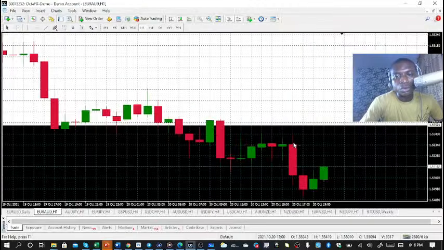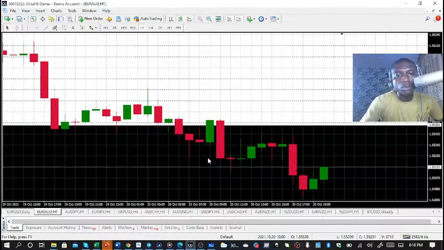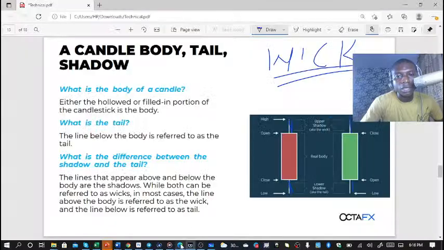So this is a wick. This is the full body, right? But the lines outside that full body are called wicks. This is a full body, but the line outside that body is called a wick, as you can see on my board here. That's what we call it. Okay.